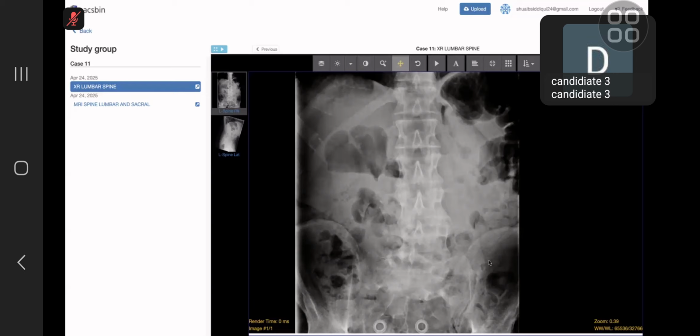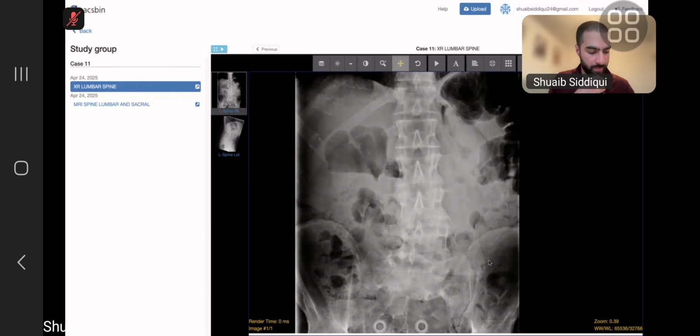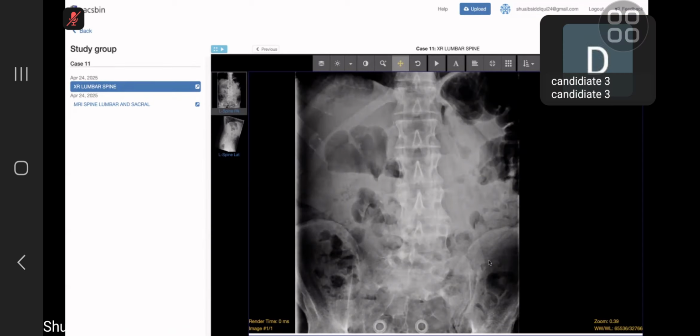The patient is complaining of lower back pain, not lower abdominal pain. Okay, I would check for the spine. I can see the lumbar vertebra appearing normal.